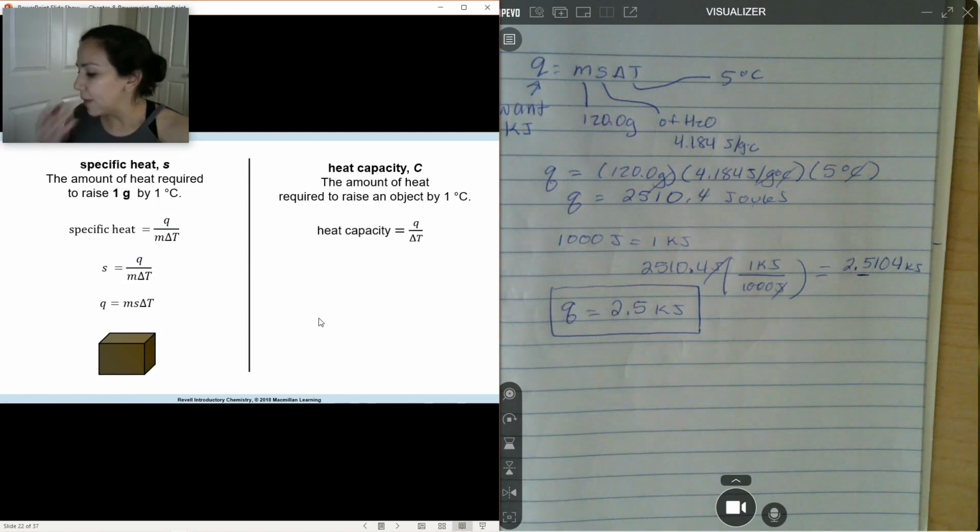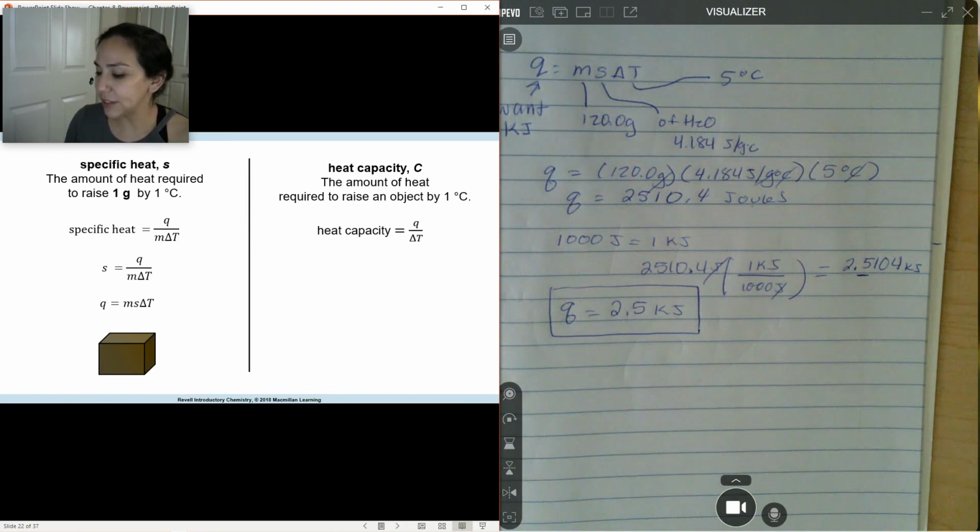Right. Now that we've talked about specific heat, we're going to talk about something else. And this other option is going to be called the heat capacity. Now, heat capacity is slightly different because heat capacity does not involve mass. So if you notice both of our equations, in specific heat, you have m for mass. In heat capacity, there is no m for mass.